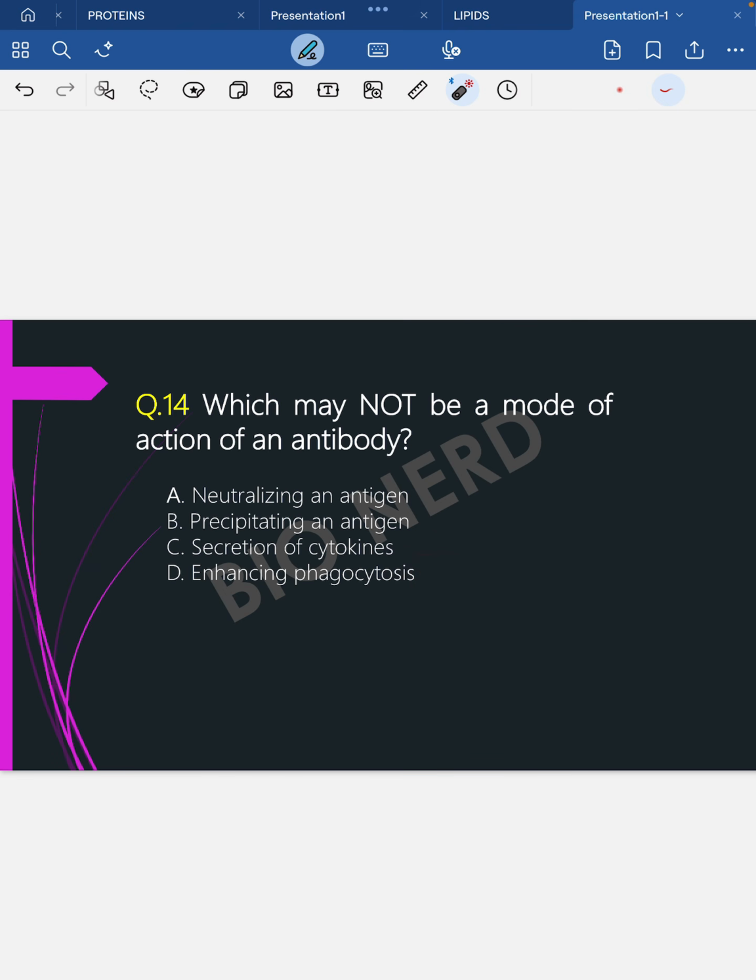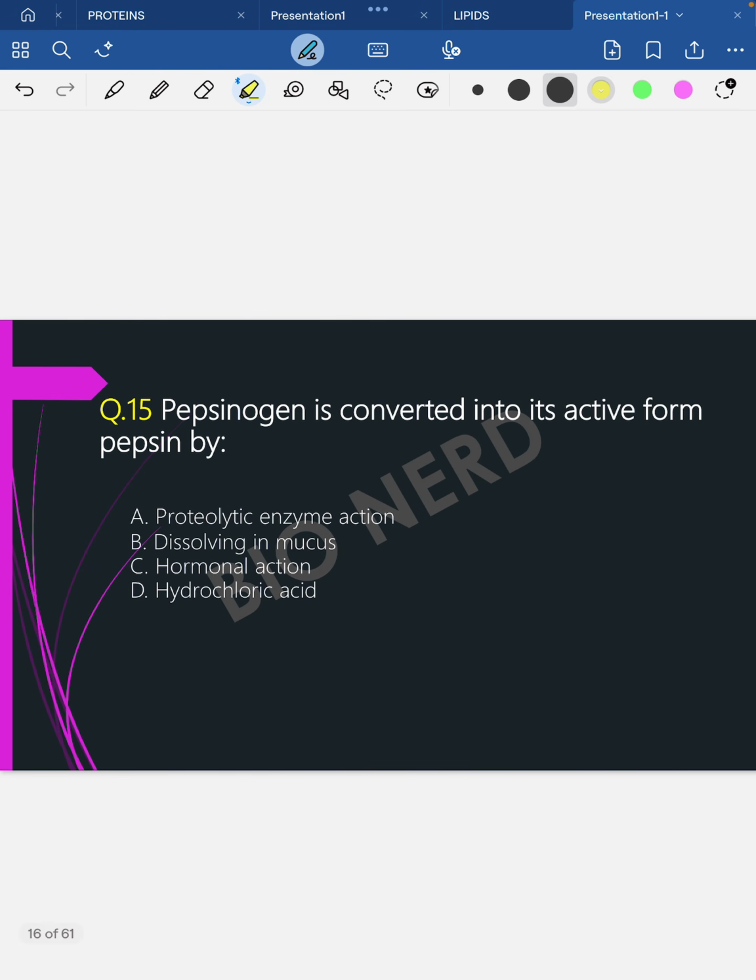Okay. Precipitating of an antigen is also an action of antibody, and neutralizing the antigen is also an action of antibody. All these modes of action are written in the NBF, National Book Foundation. Another method has been written, that is antibodies also activate the complement system. Okay, but secretion of cytokine is not a function of antibody. So Charlie is the right option here.